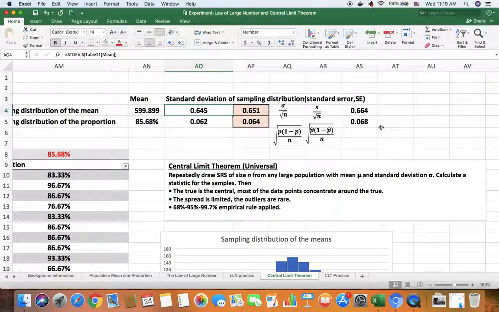That is the foundation of inferential statistics. You can play around here to establish more about the central limit theorem.